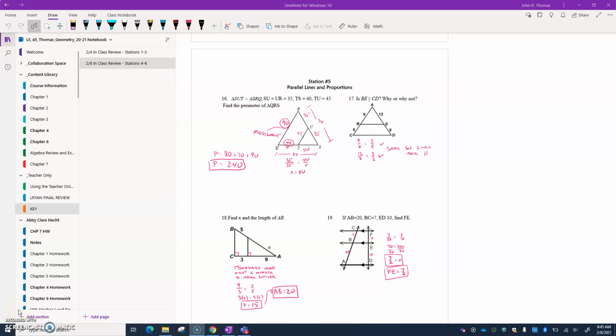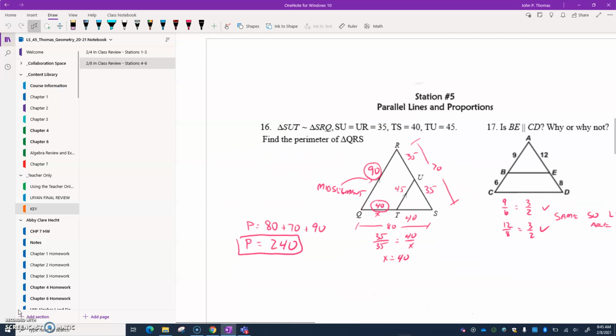All right, so taking a look at Station 5, here's a quick overview of kind of what went on. I've got the answers there for you to quickly check. All right, now we'll zoom in on each one and just talk through it real quick.